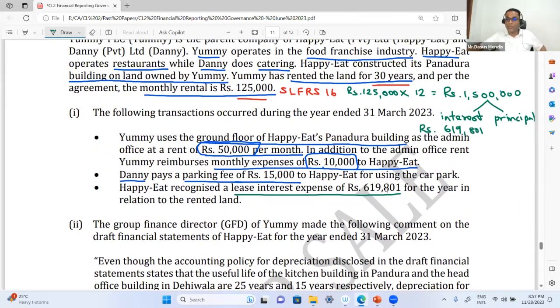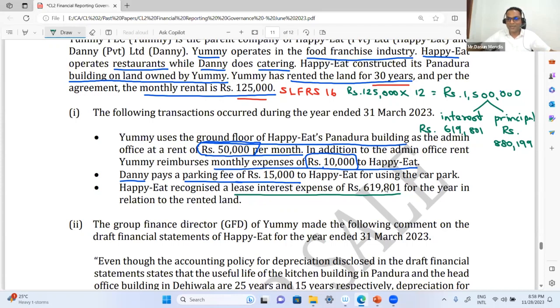So the total amount paid is 1.5 million. Out of that, 619,801 is for the interest. If required, you can calculate the principal amount as well. What is the principal amount? If you calculate 1.5 million minus 619,801, that comes to rupees 880,199. So you can do the disclosure better than what is given in the suggested solutions, right?